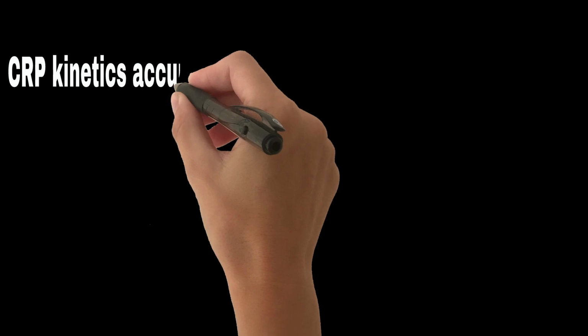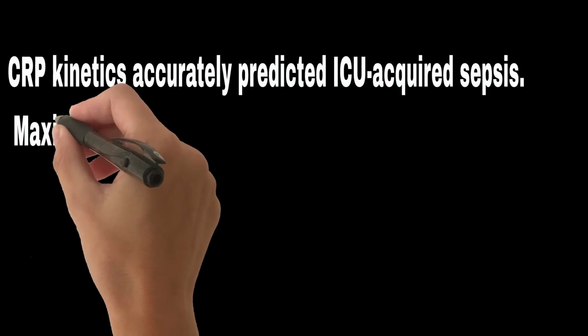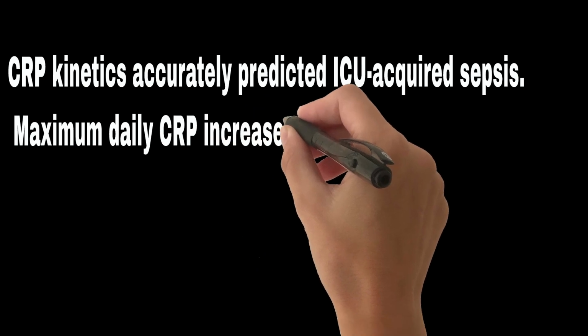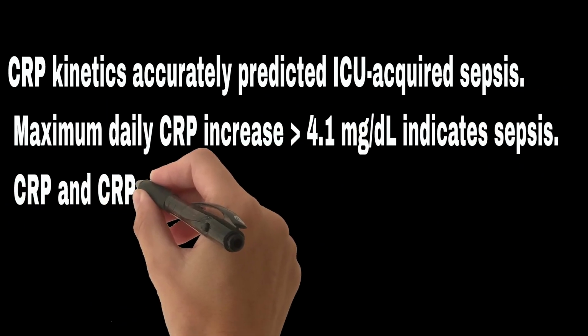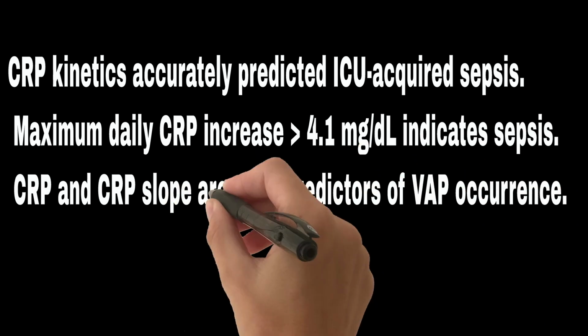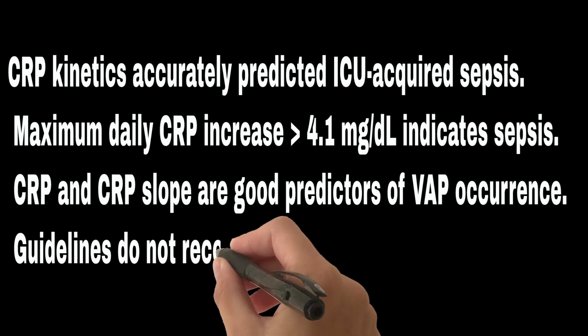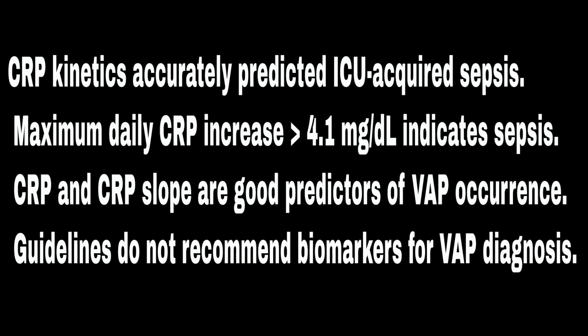Prediction of sepsis: CRP kinetics accurately predicted ICU-acquired sepsis. A maximum daily CRP increase greater than 4.1 mg per deciliter indicates sepsis. CRP and CRP slope are good predictors of VAP occurrence. Guidelines do not recommend biomarkers for VAP diagnosis.